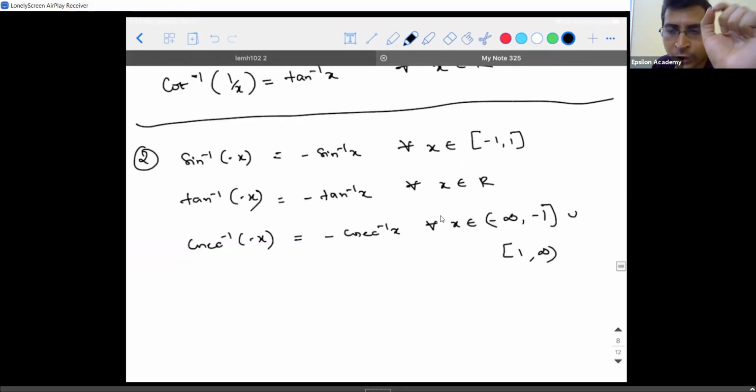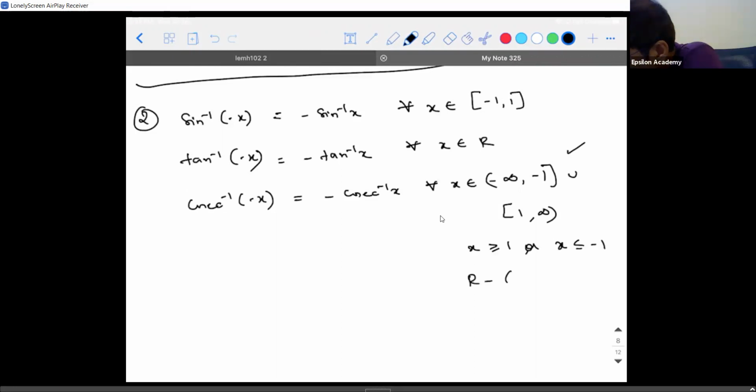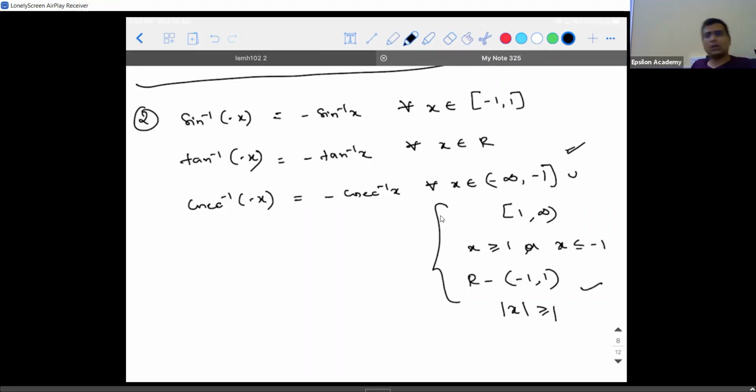See, I just want to tell you one point, okay? The way different books will represent it. This is one way, or they will write x is greater than or equal to 1, or x is less than or equal to minus 1. This is another way. R minus of minus 1 to 1. This is the third way. And the fourth way is mod of x is greater than or equal to 1. All these things represent the same. Okay, so make a note of these points.